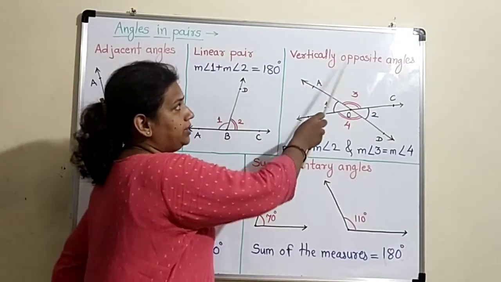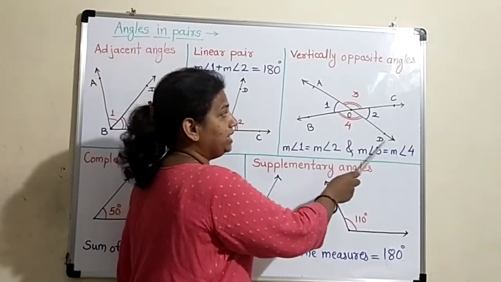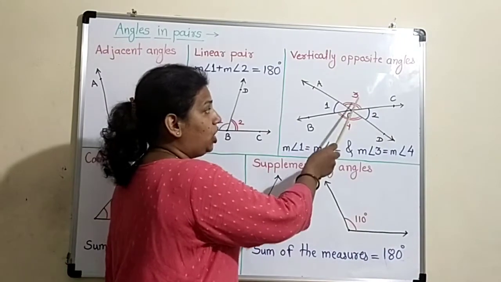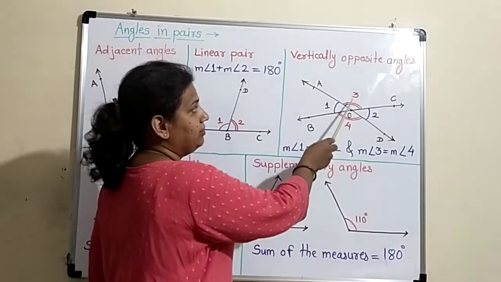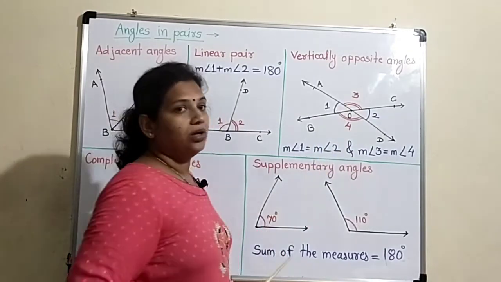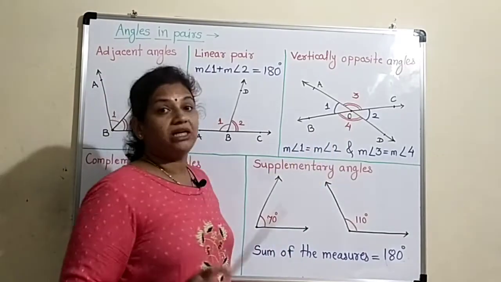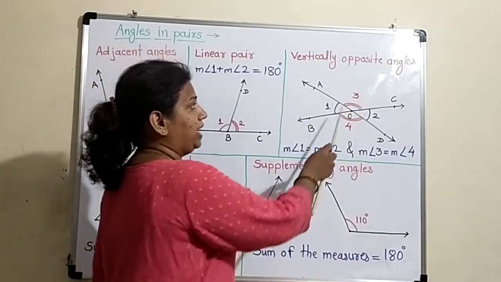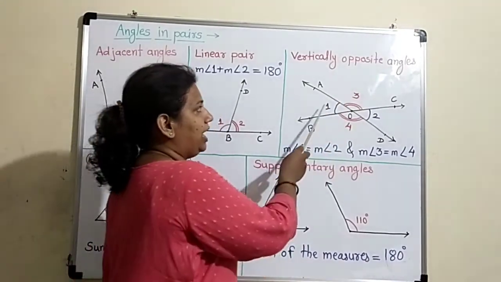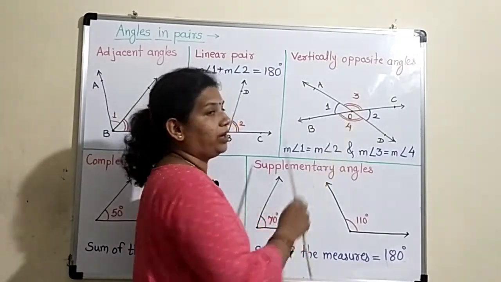The third type is vertically opposite angles. Here, two intersecting lines form non-adjacent angles. Here angle 1 and angle 2, angle 3 and angle 4. There is no common arm between them. They have a common vertex but no common arm. Such angles are said to be vertically opposite to each other. Here angle 1 is opposite to angle 2 and angle 3 is opposite to angle 4.